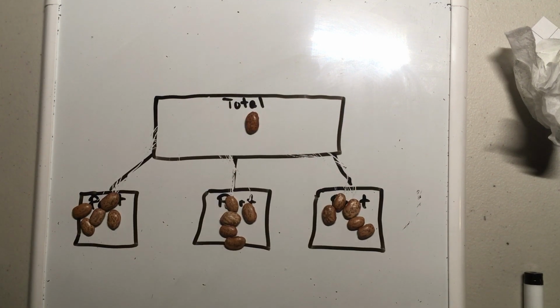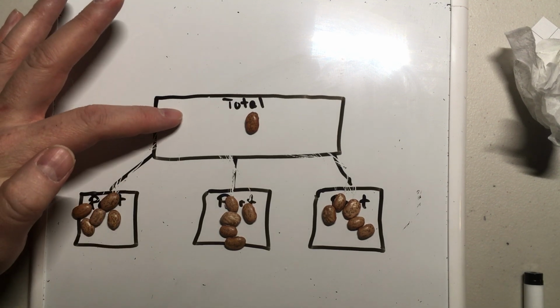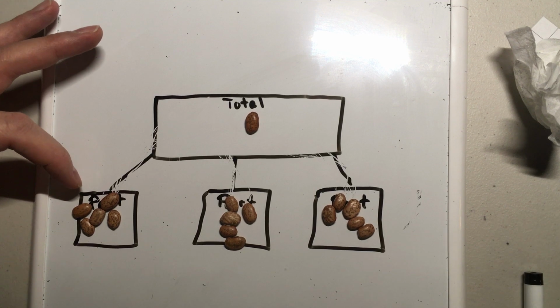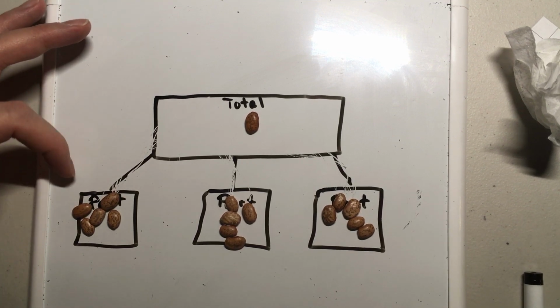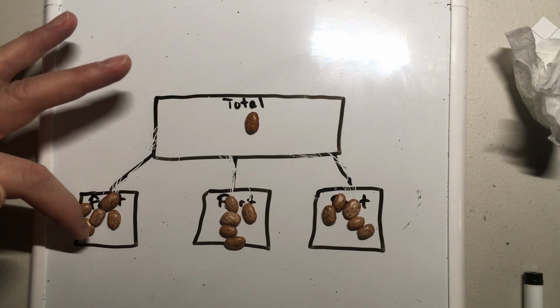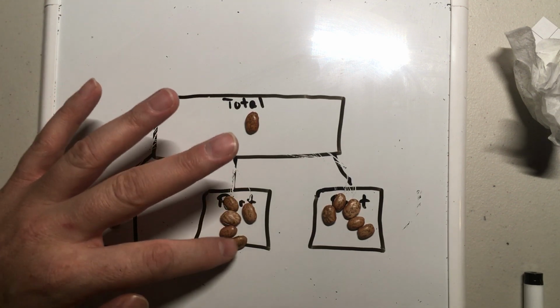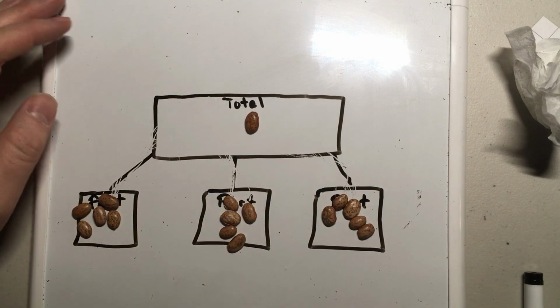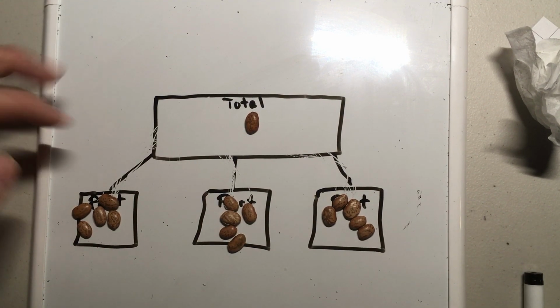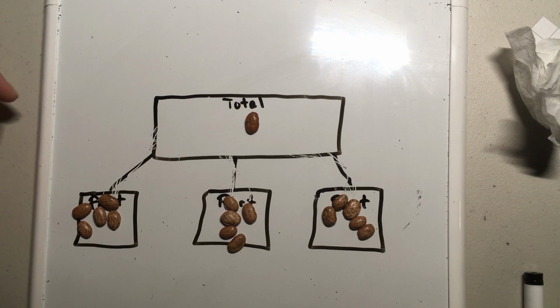Okay. At this point, you do have one remaining pinto bean here, and it's not going to be put into an equal group. That's your remainder right there. Okay, I had 16 pinto beans. I put them into 3 equal groups, and now I have 1, 2, 3, 4, 5 in each. I have 3 equal groups of 5, and I have 1 remaining pinto bean.